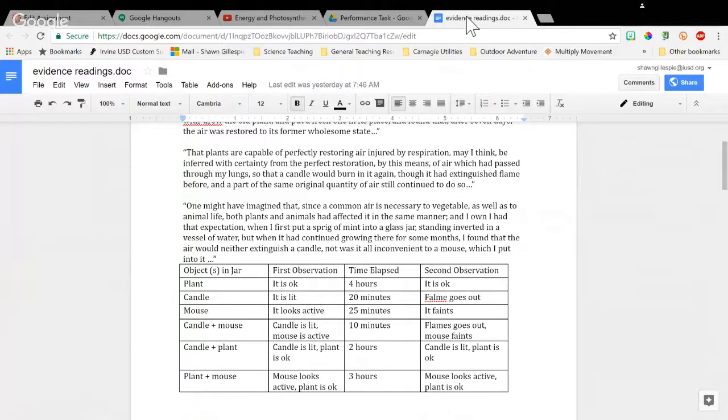This suggests that something was adding oxygen to the environment to allow the candle to keep burning. And in the same way, the mouse, after 3 hours, had not fainted. This must mean that we've added something to the environment that increases the oxygen so that the mouse stays awake. The one thing that was consistent between those two last experiments was that we added a plant. This suggests then, or shows that plants produce oxygen after photosynthesis, which allowed the candle to stay burning and the mouse to stay awake.